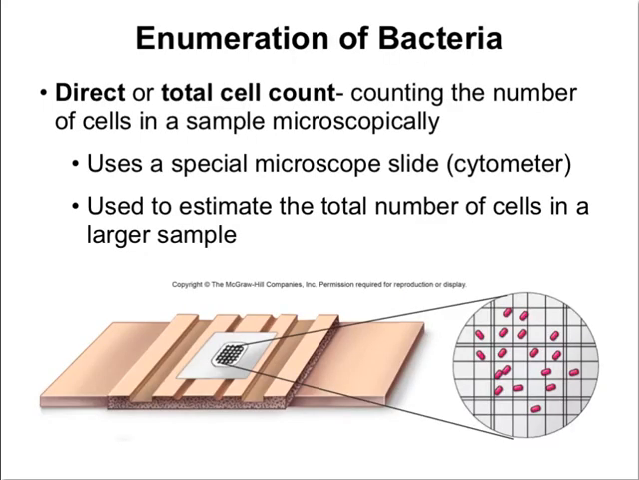Another method, a more quantitative evaluation, is enumeration method. This method is known as direct or total cell count, and we literally count the number of cells in a sample microscopically. They use a special slide called a cytometer, and that cytometer accepts a tiny sample and it's spread over a grid. So on this grid, we can see how many bacteria are there in that sample draw, and then use it to estimate the total number of cells in a larger sample. Now, there's an inherent inaccuracy in both the turbidity measure and this direct total cell count, because you can't tell the difference between dead and living cells.